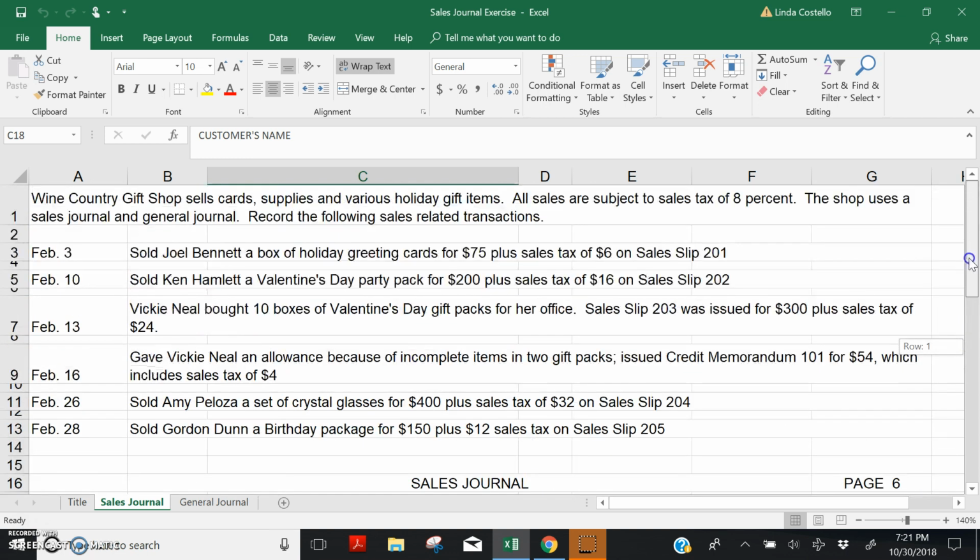On February 3rd, we sold Joel Bennett a box of holiday greeting cards for $75 plus sales tax of $6 on sales slip 201. The amount of the sale is $75. In addition to that $75, we need to also collect $6 sales tax from Joel. Accordingly, the full amount Joel owes us is $81. So we need to debit accounts receivable for $81, credit sales tax payable for $6, credit sales for $75.